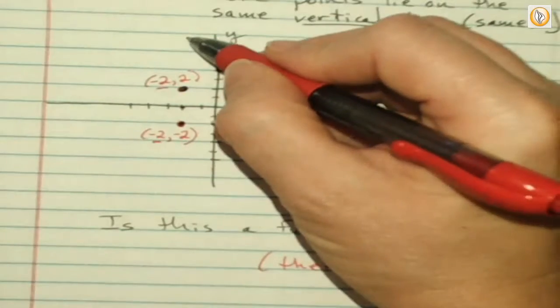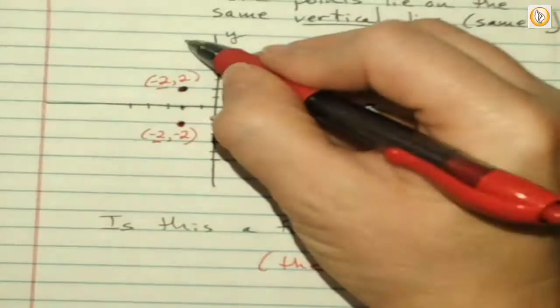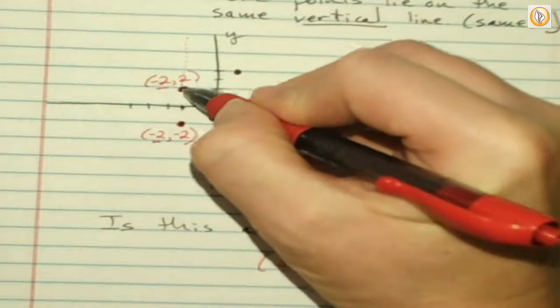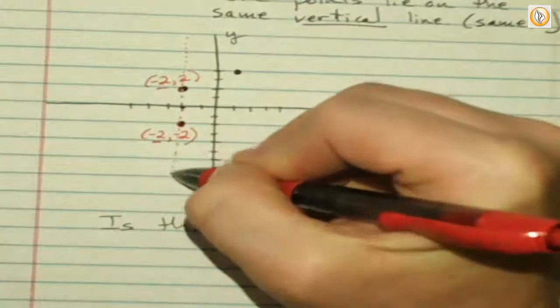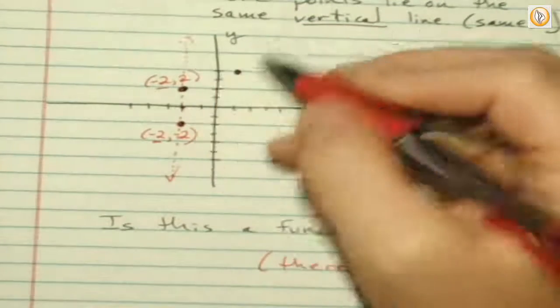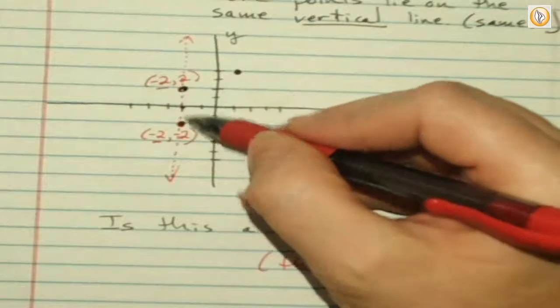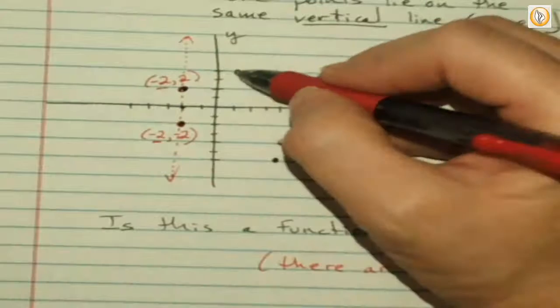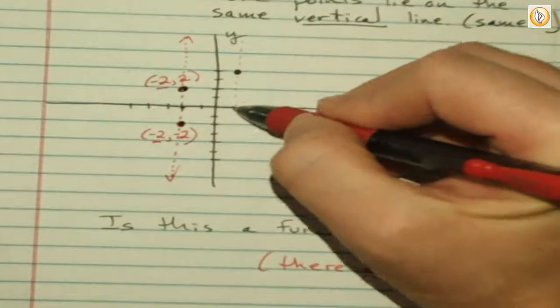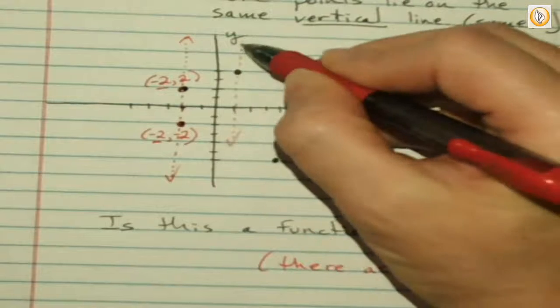Because look, the vertical line test is this: if I were to draw a vertical line, would it go through 2 or more places? Yes, it would. What about this one right here? It only goes through 1, right?